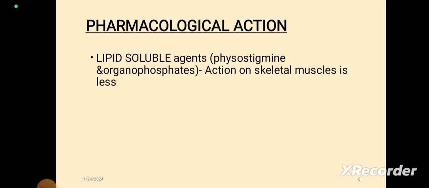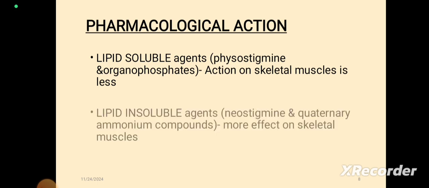Here there are two types, lipid soluble and lipid insoluble. Lipid soluble agents are mostly physostigmine and organophosphates. Their action on skeletal muscles is very less. For lipid insoluble agents, neostigmine and quaternary ammonium compounds, there is more effect on skeletal muscles. So lipid insoluble agents have more effect on skeletal muscles than the lipid soluble ones.